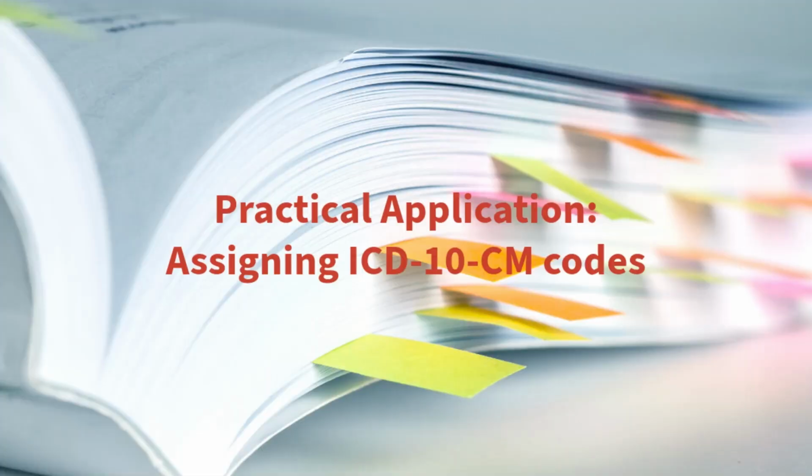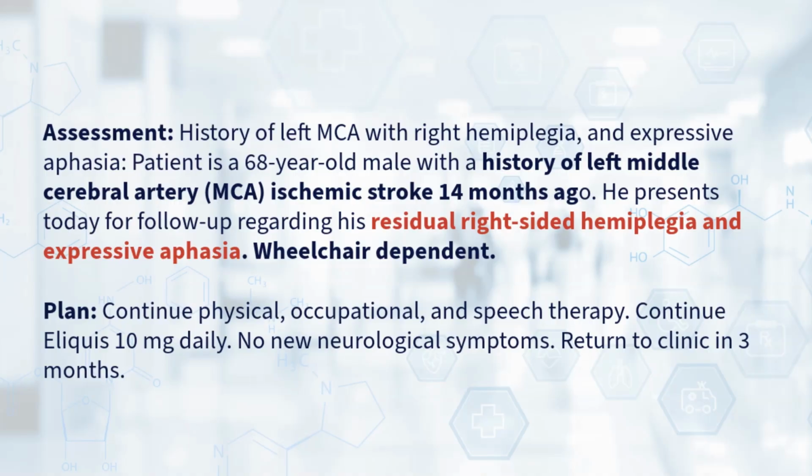Now let's look at some documentation of what to look for when assigning ICD-10 codes for the sequelae or late effects of a stroke. The assessment and plan shows that the patient suffered a stroke 14 months ago with residual right-sided hemiplegia and expressive aphasia. The provider also mentions that the patient is now wheelchair dependent since the stroke.